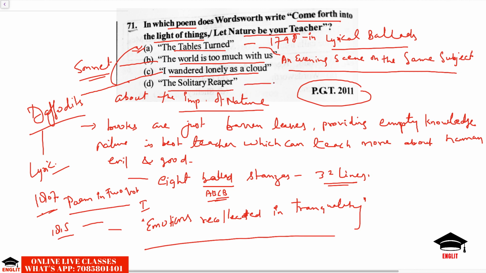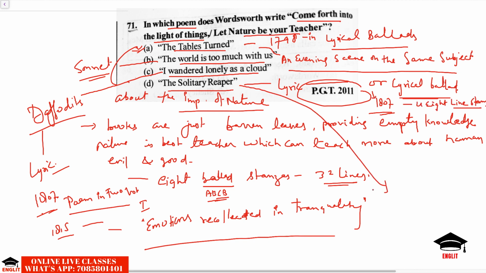Solitary Reaper is also a lyric or a lyrical ballad kind. It's a kind of ballad that is lyrical. It was also published in 1807, Poems in 2 Volumes. It consists of 4 eight-line stanzas. It is written in iambic tetrameter. Iambic tetrameter means an unstressed syllable followed by a stressed syllable in pairs, in 4 feet. The eight-syllable line follows the pattern of unstressed followed by stressed syllable. The rhyming scheme is AB, AB, CC, DD.